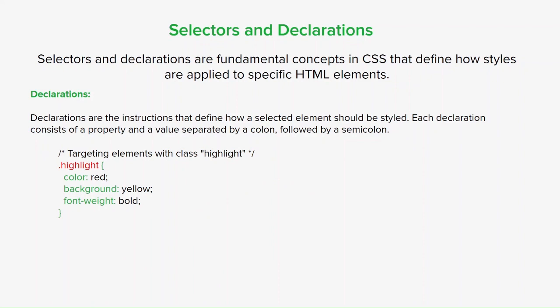So you can see here the highlight class selects target elements with the class highlight and applies a specified style using declarations. Remember that CSS allows you to combine multiple selectors to create more specific rules, and the cascade determines which style takes precedence when multiple rules apply to the same element.